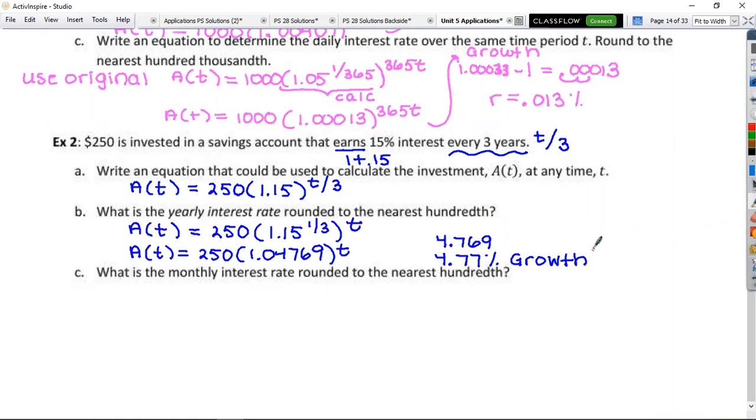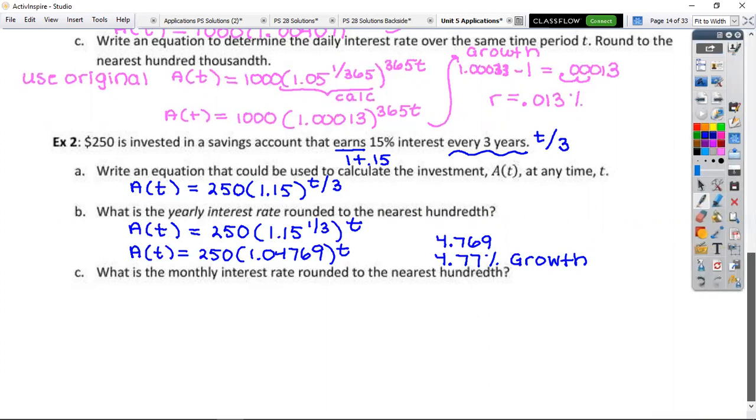So next, it says, what is the monthly interest rate? Now you want to be very careful. When you go to months now, you want to pull from the years. So for this one, I'm not going back to my original. I want to rewrite this in terms of just months. So I'm going to take this number and raise it to the 1/12 now.